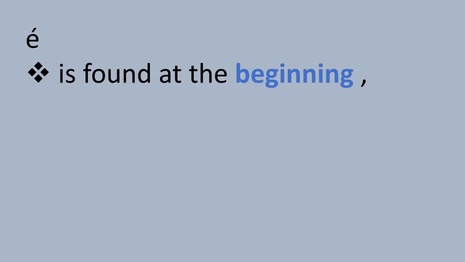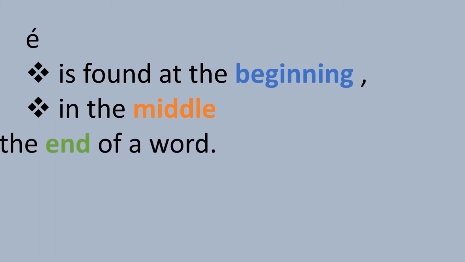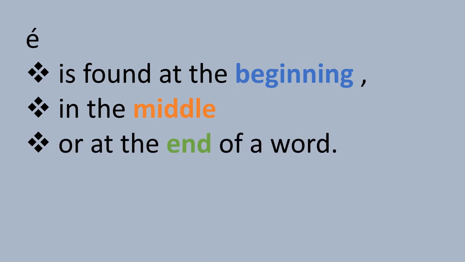So you're going to find that this accent is used a lot because it is found at the beginning of a word, it is found in the middle of a word, and it's found at the end of a word. And that's why we have épeler or préféré.